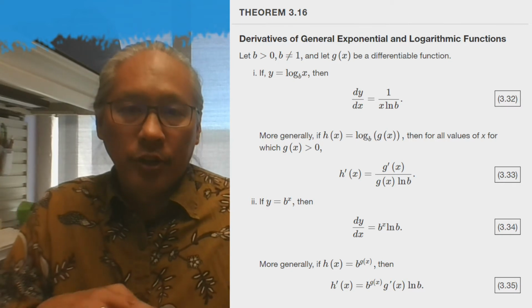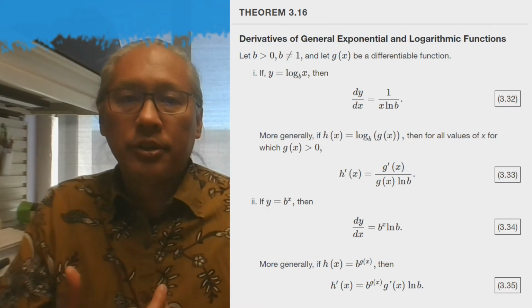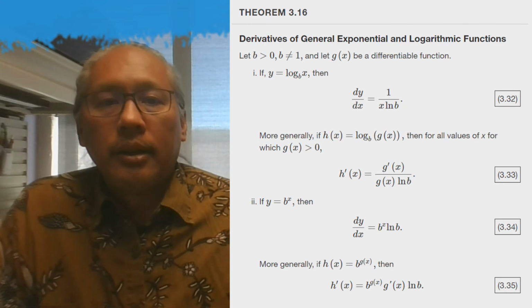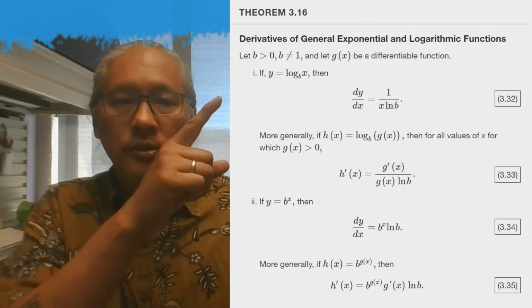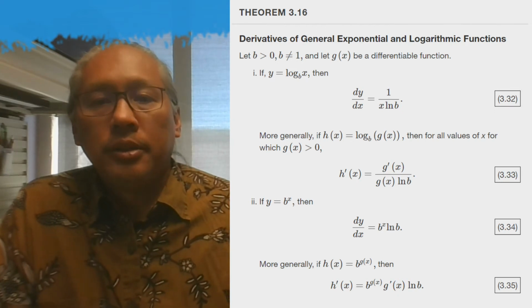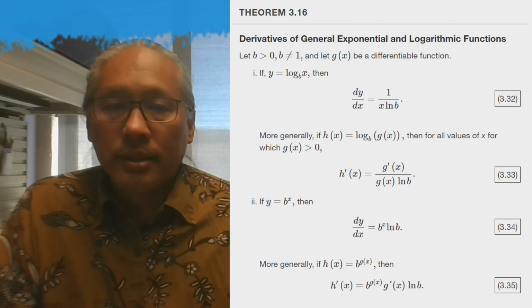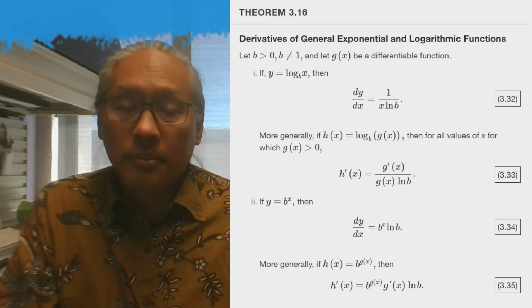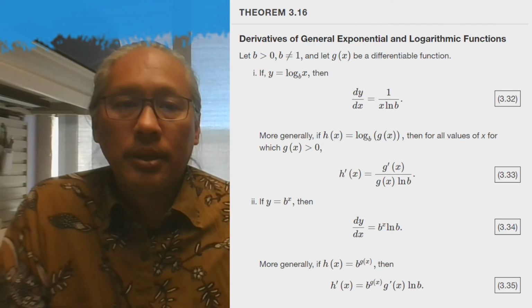Similarly, now if we undo that or use the inverse function theorem, then if you have y is equal to log base b of x, then your dy dx is going to be 1 over x times, in the denominator, ln b.